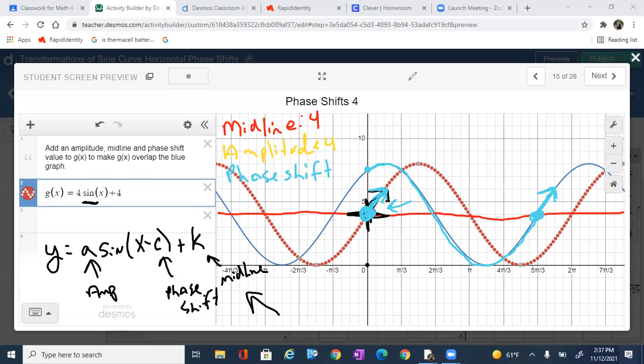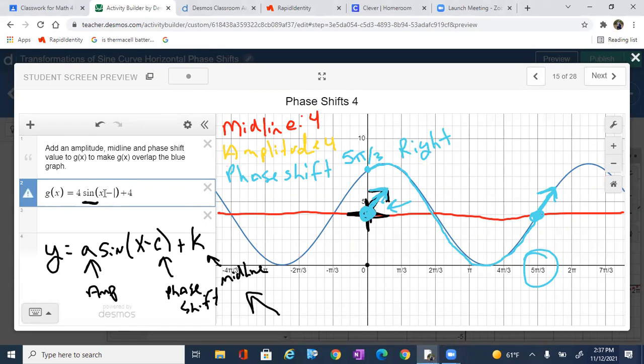Well, all I need to do now is figure out where that is. That occurs at 5 pi over 3. So the phase shift is 5 pi over 3, and it is to the right. Well, how do we put that in? If it's to the right, we put minus 5 pi over 3. So I'm going to come over here and type that in: x minus 5 pi over 3.